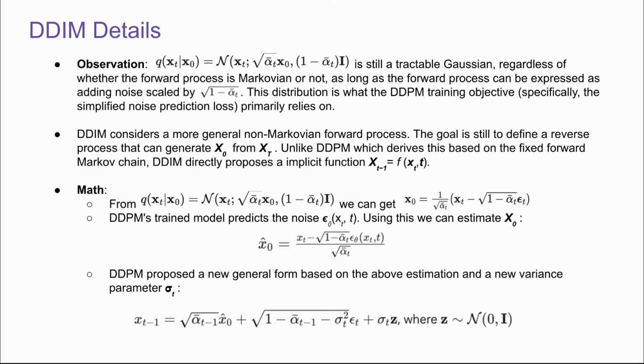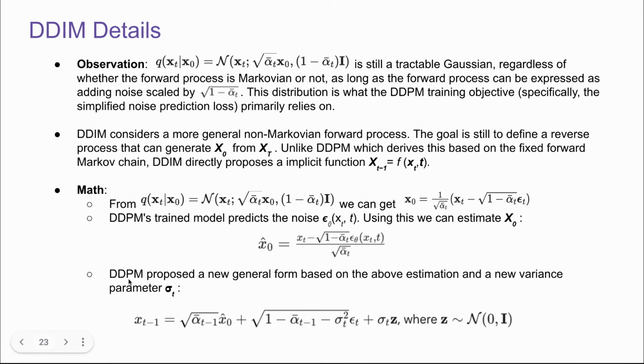So how do they come up with an implicit function here? From qxt given x0 is a normal distribution, we can get an expression of x0 given xt and epsilon t. Now, DDPM's trained model predicts the noise epsilon theta given xt and t, so we can actually use the trained model to estimate x0. The x0 estimation is a function of xt and epsilon theta xt given t.